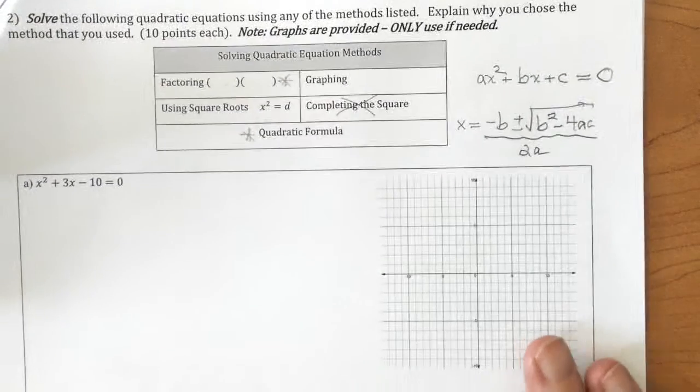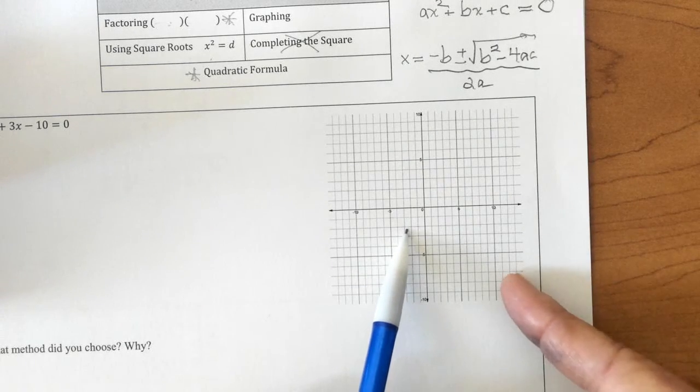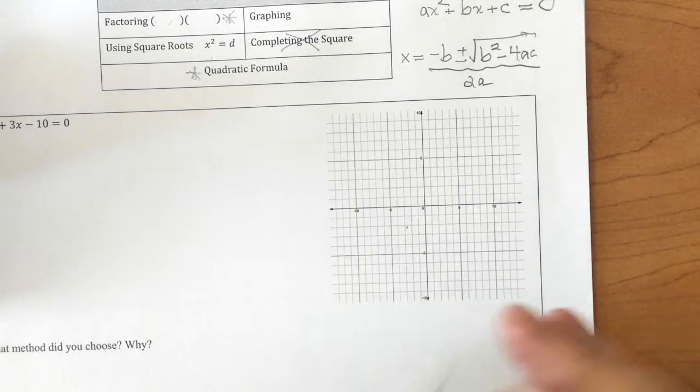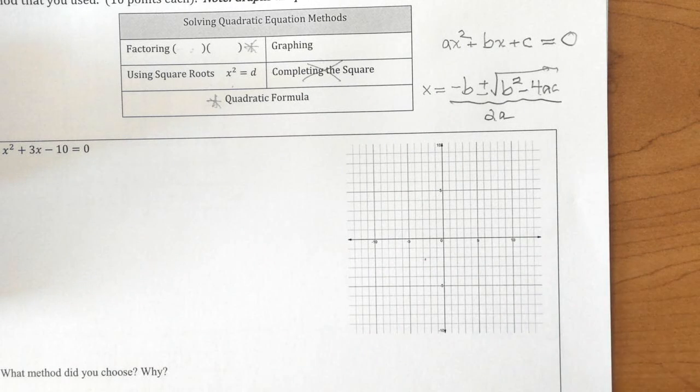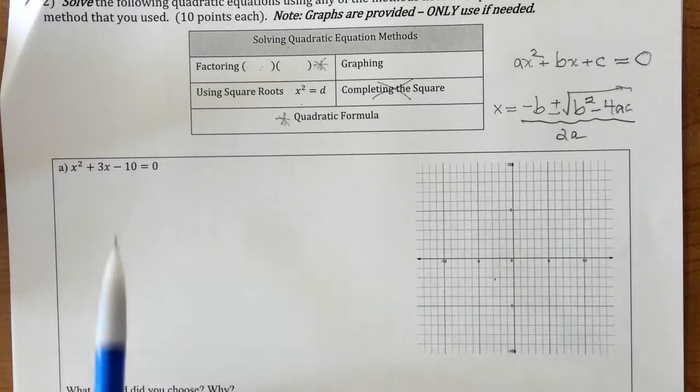So let's take a look and note that I've got graphs here. Why do I have graphs? Well, in case you wanted to graph to solve, because that is a method that you could use. Not the most efficient method, but it's definitely a method. So what I'm going to do is look at the very first one, and I'm going to notice some things.